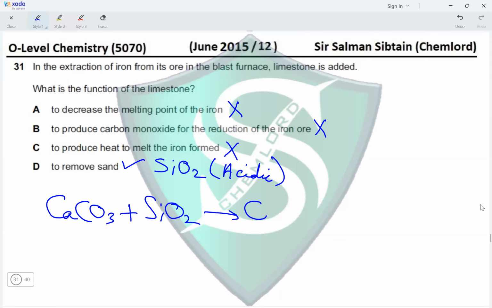In order to remove this impurity, calcium carbonate, which is basic in nature, will react with SiO2. This will produce CaSiO3, and it would also release carbon dioxide gas. So in this way, calcium carbonate removes the acidic impurities in sand. In other words, it removes sand. So the correct option for this question is option D.